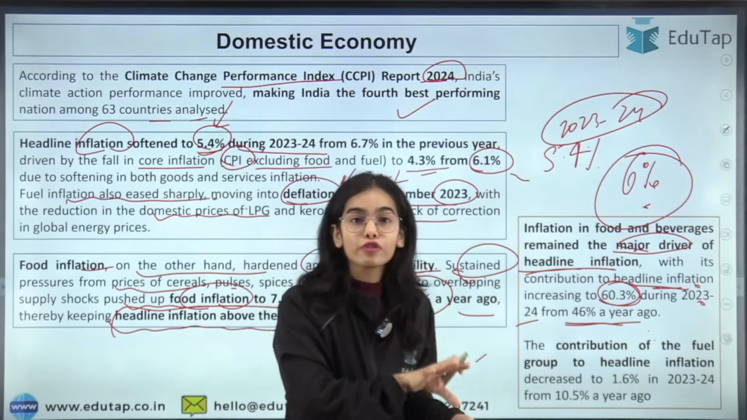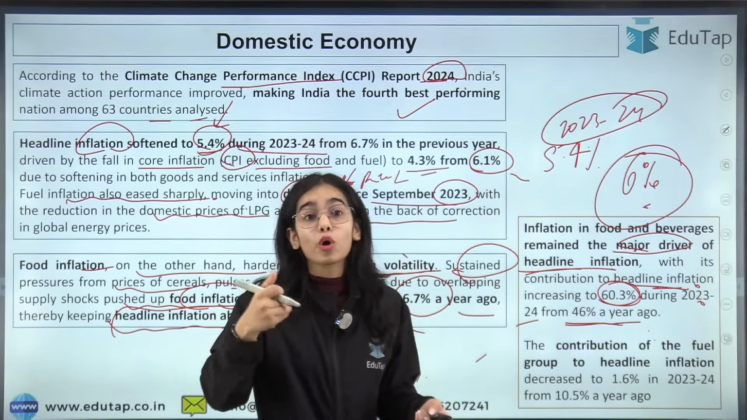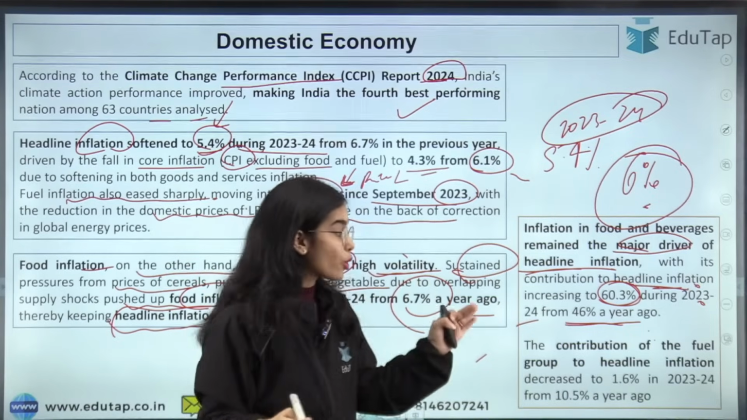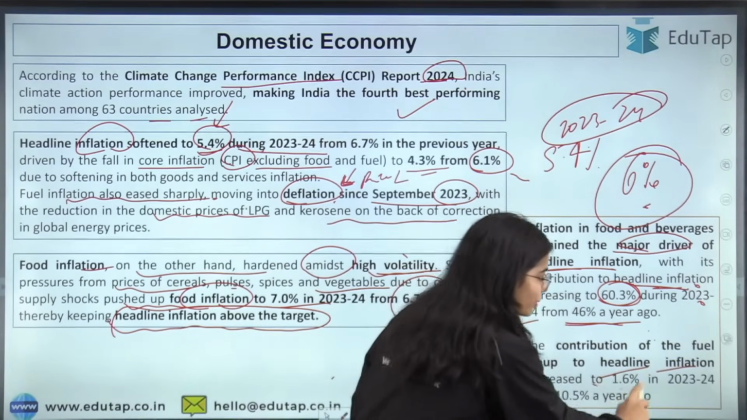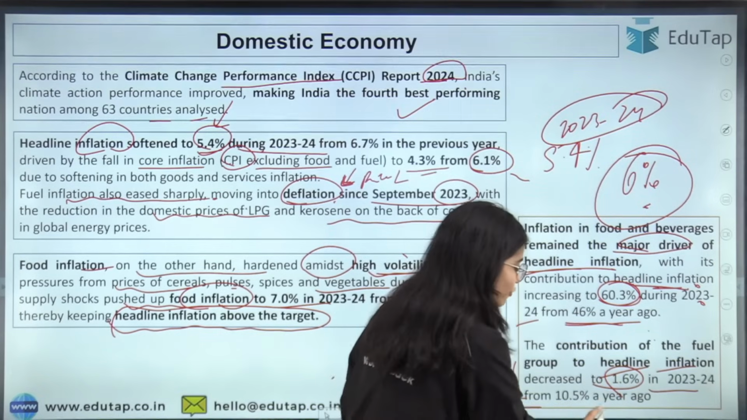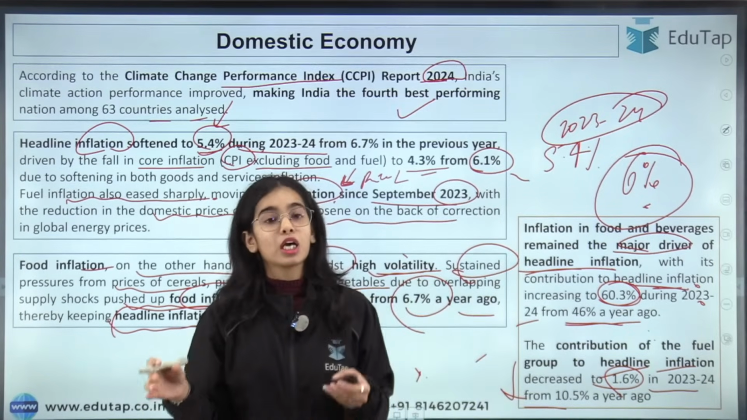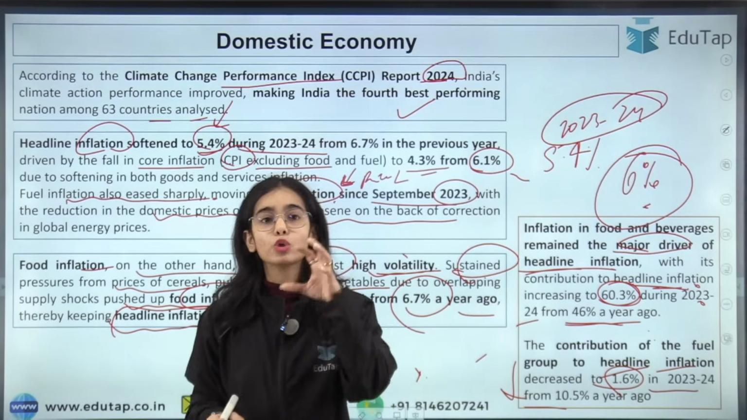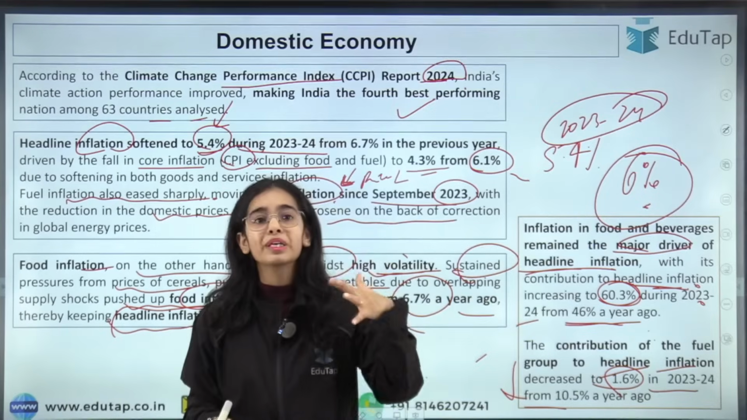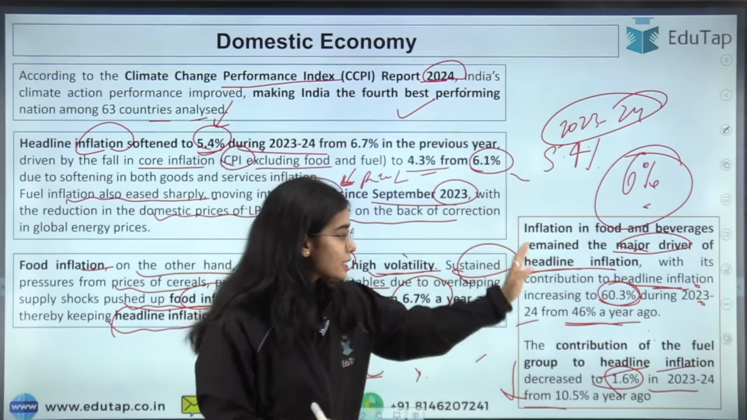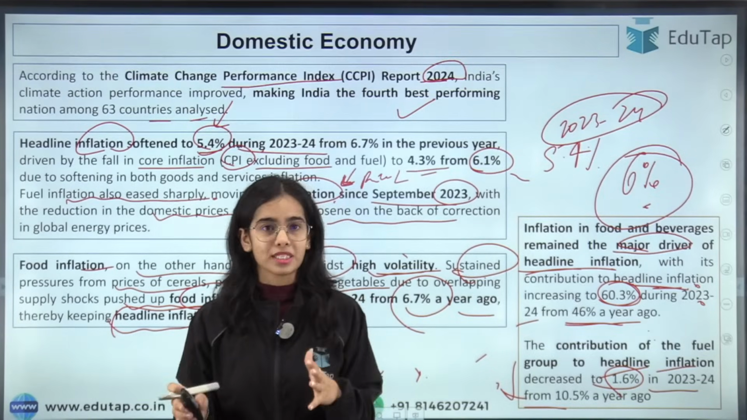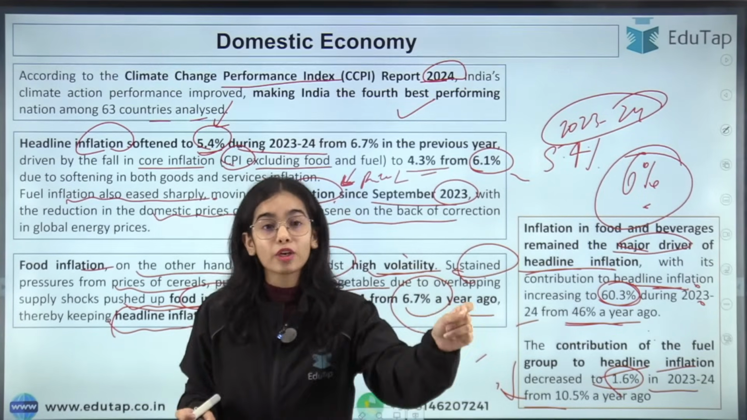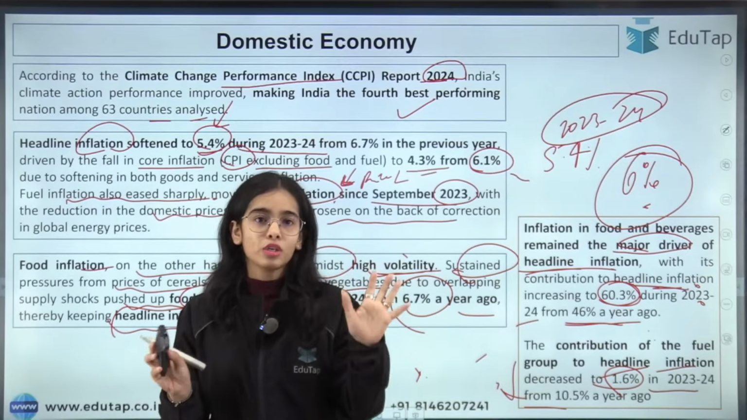And if you see the fuel group, actually their contribution has decreased immensely. So the contribution of the fuel group to the headline inflation has decreased to 1.6% in 2023-24 from 10.5% a year ago. So one thing that I want to mention here, do not focus on remembering the data for now, because this data is good for understanding. This data you do not have to remember from the exam point of view. I will tell you which data to remember and which data to not focus on.